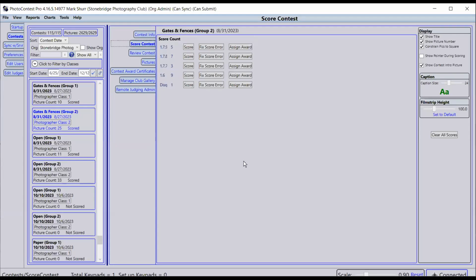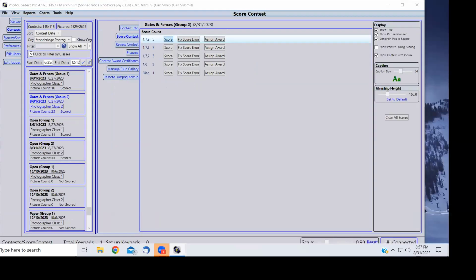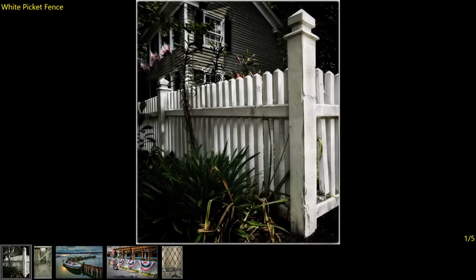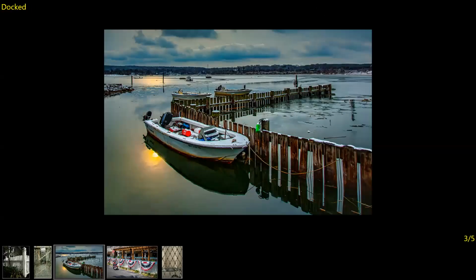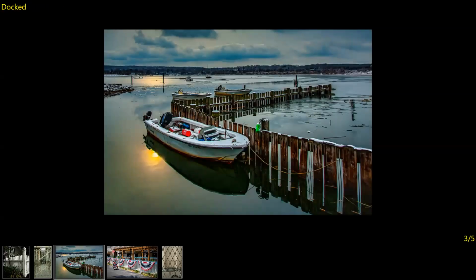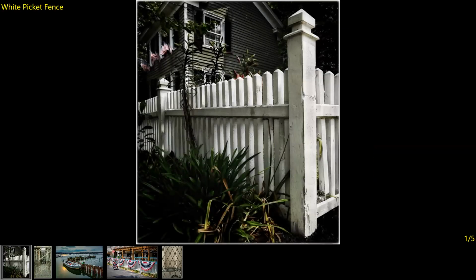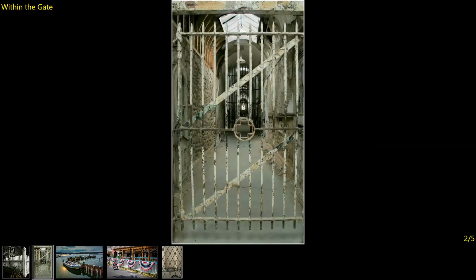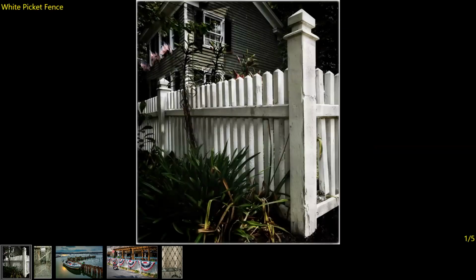Okay, we have 5 in here. Okay. So my number 1 is the picture on the left. This one is really all about the fence, and processing is fantastic. Yes. Okay, number 2 is the one next to it.